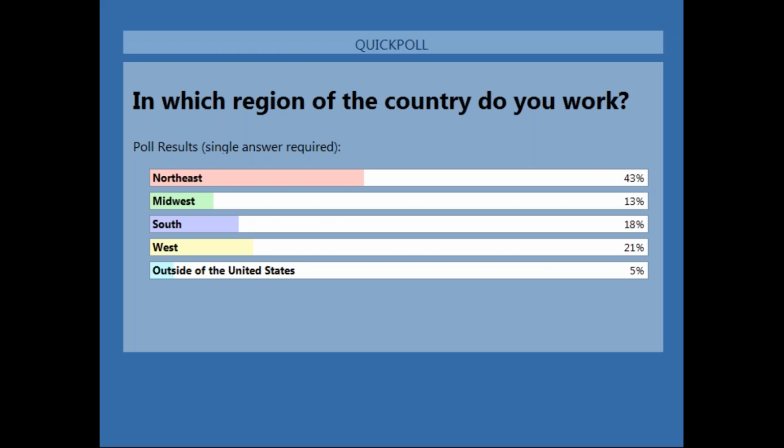Great. So it looks like over 40% of our attendees are joining us from the Northeast United States today, with some representation as well from the Midwest, the South, a little bit more in the West, and then 5% are from outside the United States. So welcome to everyone from wherever you are joining us.